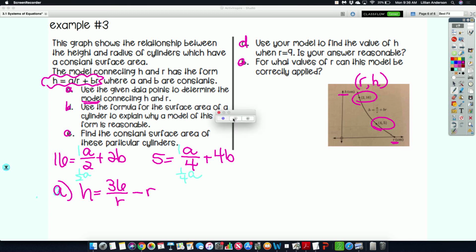Alright, so for part B, we need to use the formula for the surface area of a cylinder to explain why a model of this form is reasonable. Well, suggestions. How can we explain that this is reasonable? Well, the only thing we've done is actually find the value of A and B. But it says to use the formula for the surface area of a cylinder. If it tells you to use a formula, you probably want to use that formula in your explanation. What is the formula for a cylinder?